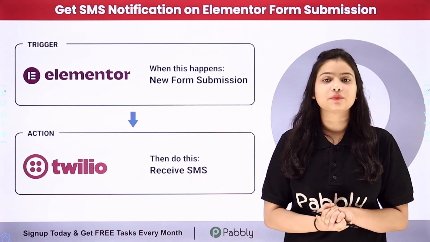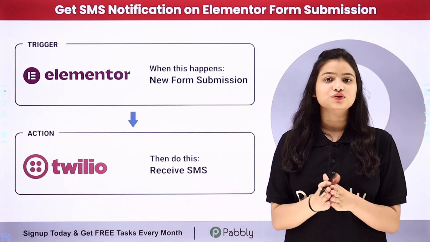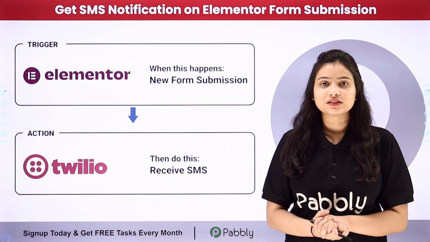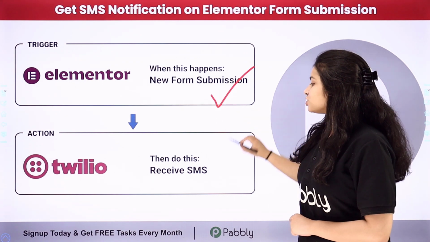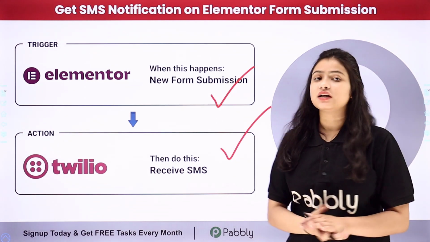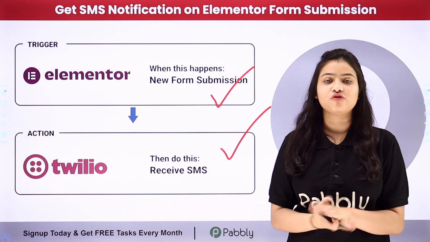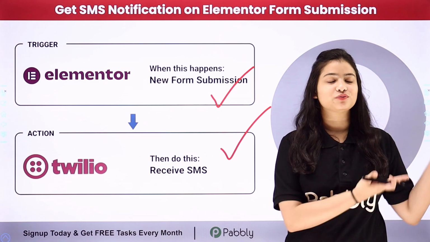For this, we will have to set up a connection between Elementor and Twilio, and we are going to do that without any coding or programming skills with the help of Pabbly Connect. Pabbly Connect works on two principles: trigger and action. In trigger we are going to take Elementor, and in action we are going to take Twilio, and we are going to set up a connection between these two applications to automate this entire process with the help of Pabbly Connect. And to learn the entire automation step by step, let me take you all towards my screen.